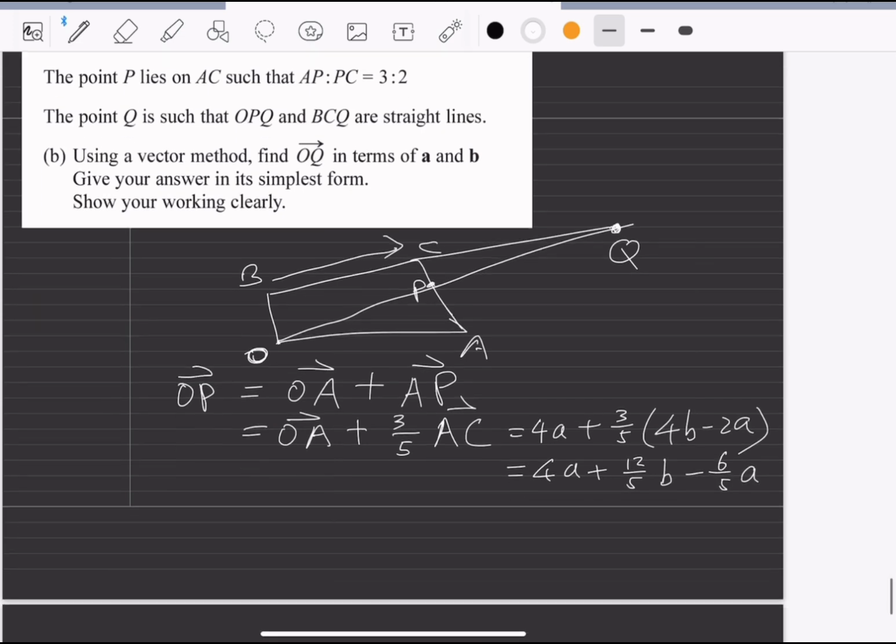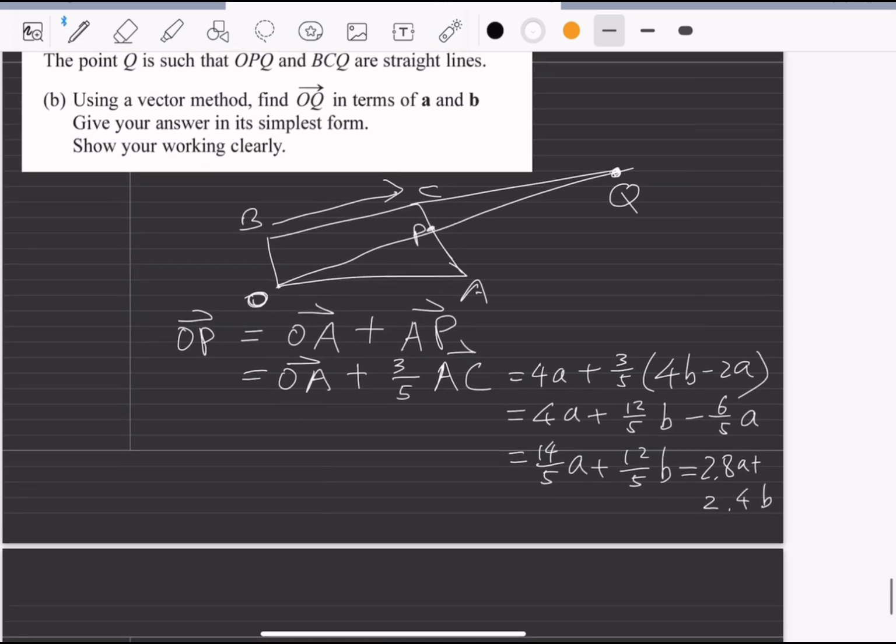So we do need to simplify this one. We have 14/5 a plus 12/5 b. If we write in decimal numbers, it will give us a better understanding of this vector, which is 2.8a plus 2.4b. So that is our OP.